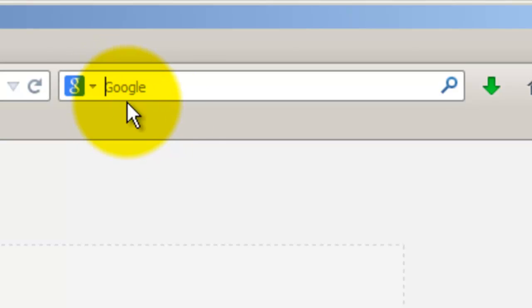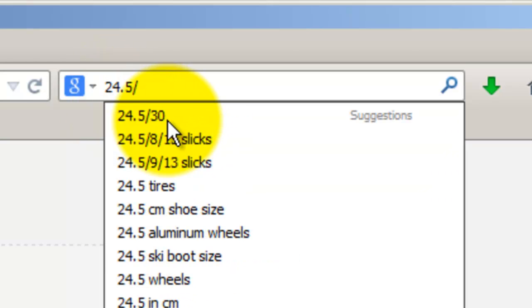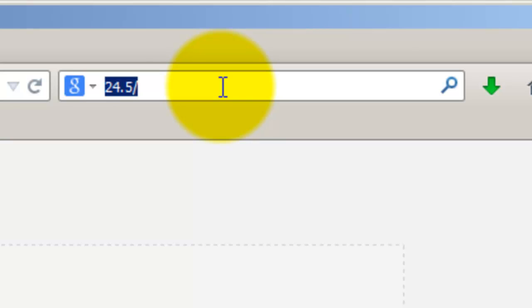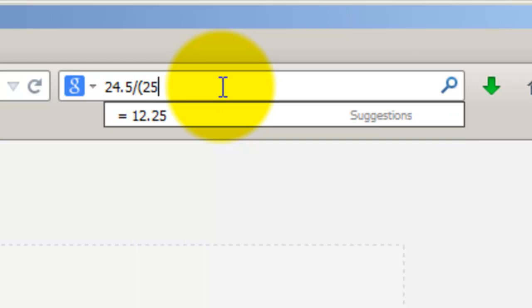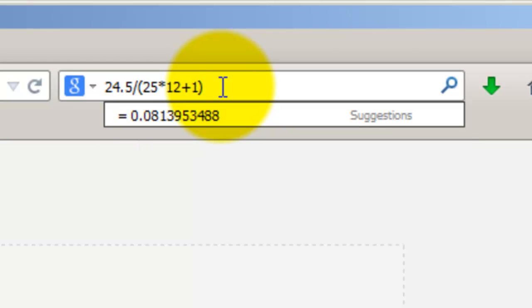Let's do that. So I took 24.5 divided by, now that was in inches, right? The number of feet in the ramp was 25 feet 1 inch. So I'm going to divide this. Watch, see if this makes sense. 25 times 12 plus 1. So what that means, hopefully you understand, is I'm converting 25 feet to inches by multiplying by 12 and then adding 1. So now I've got inches over inches.